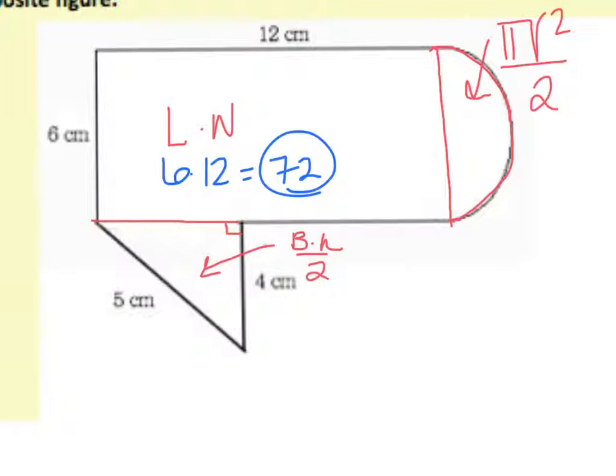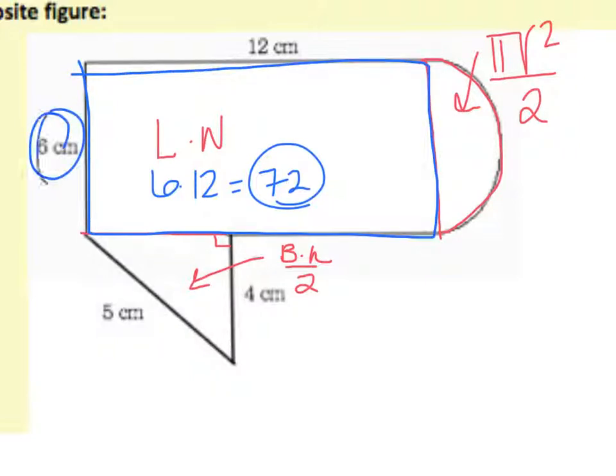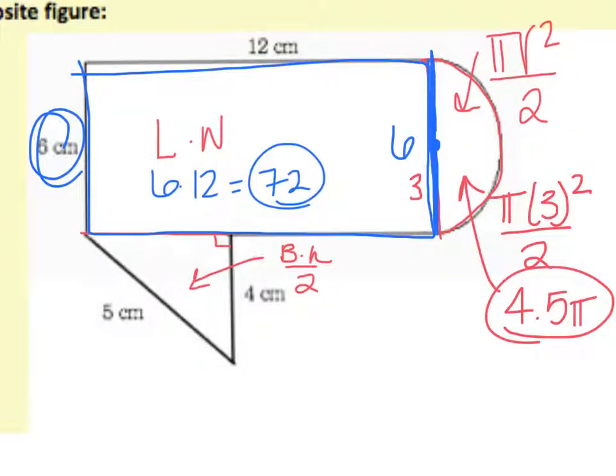Okay, and now let's talk about the circle or semicircle on the other side. So since I've got a rectangle here, if this side is 6 on the left, it's going to be 6 on the right. So that length of the rectangle or width of the rectangle is 6, but that's also the diameter of the semicircle. So that means if the diameter is 6, the radius is 3. So if I find the area of the semicircle, it's going to be pi times 3 squared divided by 2, or 4.5 pi. So that's my area of the semicircle.